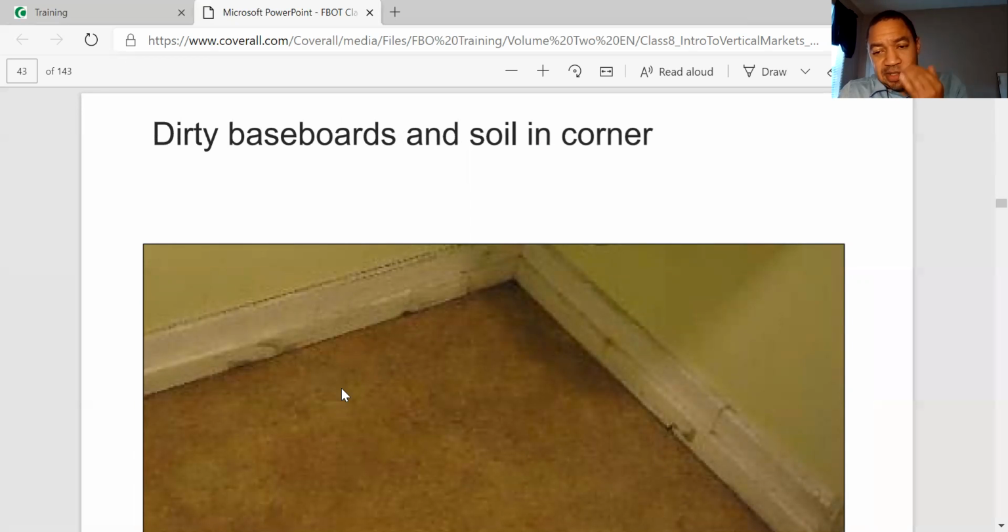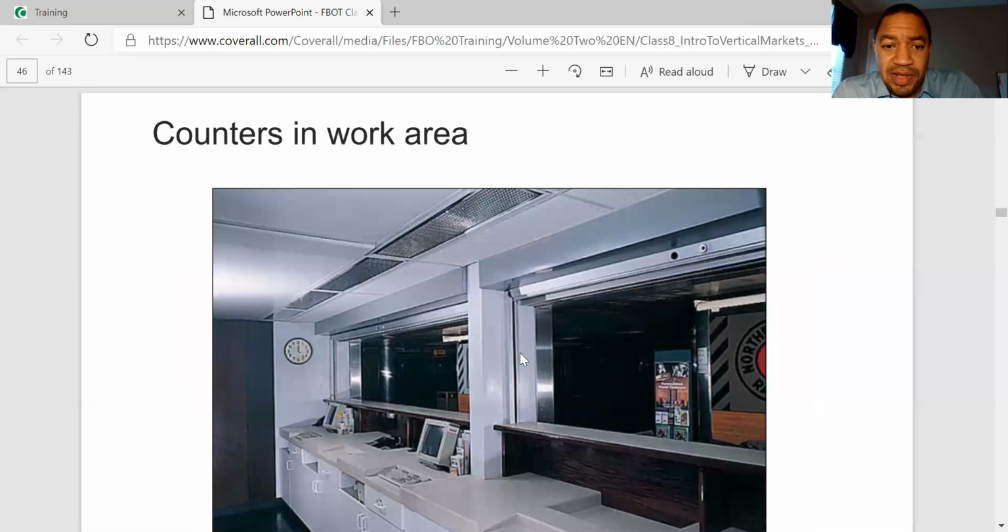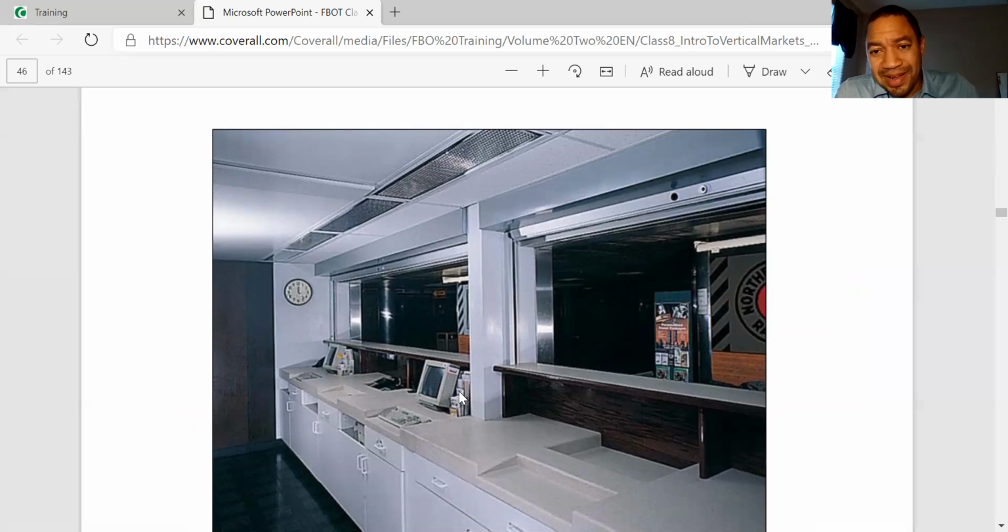The baseboards here, you can tell that this place has been neglected for a while because they're dirty. It looks like they need a real scrub. And this dead bug right here is a sign of a cleaner maybe neglecting to vacuum properly, because it looks like it's been there for a while. If it was there from one night, you came back from the weekend and it was there, that's a given, that can happen. But if it's there for two weeks, three weeks, and it's the same bug, then somebody's not doing their job.